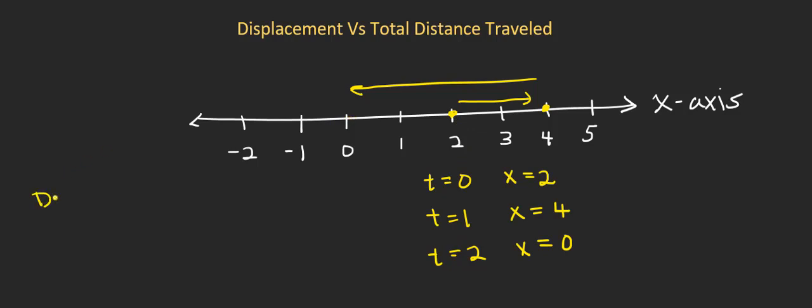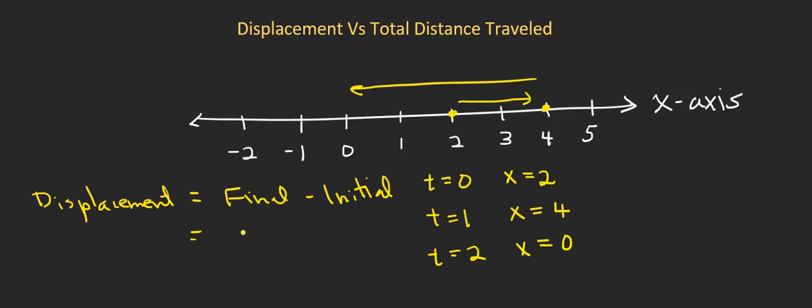So you could say that displacement is final minus initial. So in this case, what was the final position during those 2 seconds? Is 0. Minus what was the initial? At t equals 0, it was 2. So displacement is negative 2.